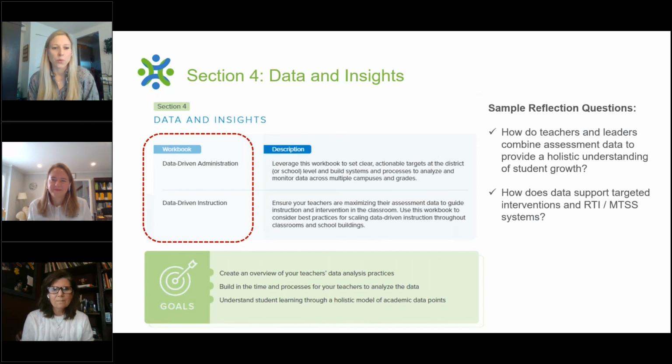So really thinking about what being a data-driven administrator looks like, and what being a data-driven instructor looks like, and how you maximize and leverage every single data point that you're getting on an assessment so that you're using it purposefully in the classroom or in the school building or in the district. Hopefully this section helps you take stock of what data assessment practices you have and where you can make some improvements or adjustments to really maximize how you're using data from an administrative or instructional perspective.